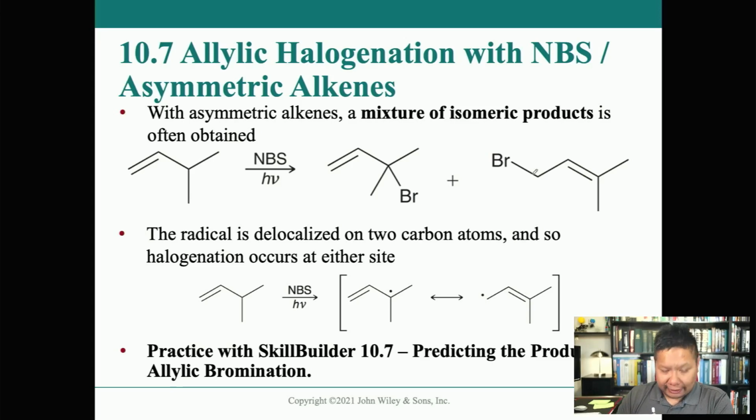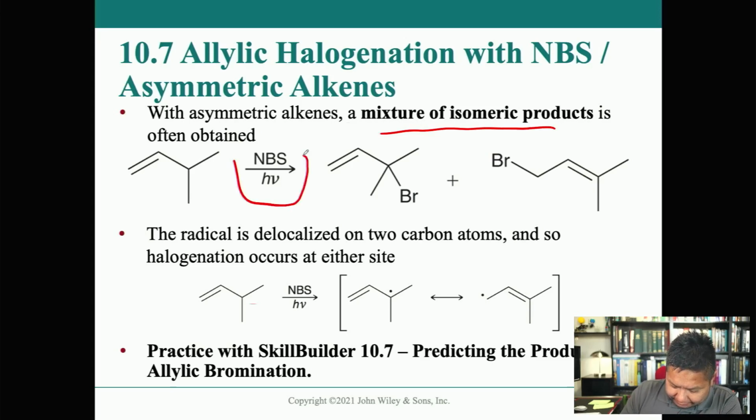So with asymmetric alkenes, you actually get a mixture of isomeric products when you do the bromination with NBS. See? You get the bromine attaching there at the allylic carbon, and you also have a bromine there. The radical is delocalized onto two carbon atoms, so the halogenation occurs at either site. So there's this one here, and it can do resonance so that the radical goes over there, and that's why you have bromination at both sites, right? At both sites. So practice with Skill Builder 10.7, predicting the products of alkyl bromination on Wiley Plus.